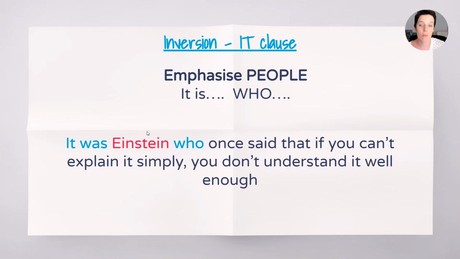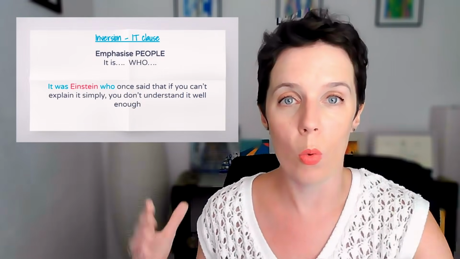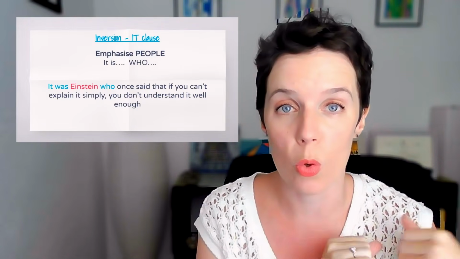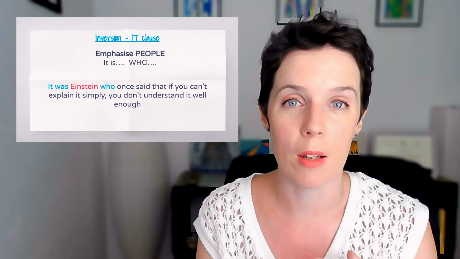So here we're emphasizing Einstein, because again, it comes directly after was or is. Okay, so remember, either it or what, and then whatever you're emphasizing comes after is or was. That's how we make a cleft sentence.